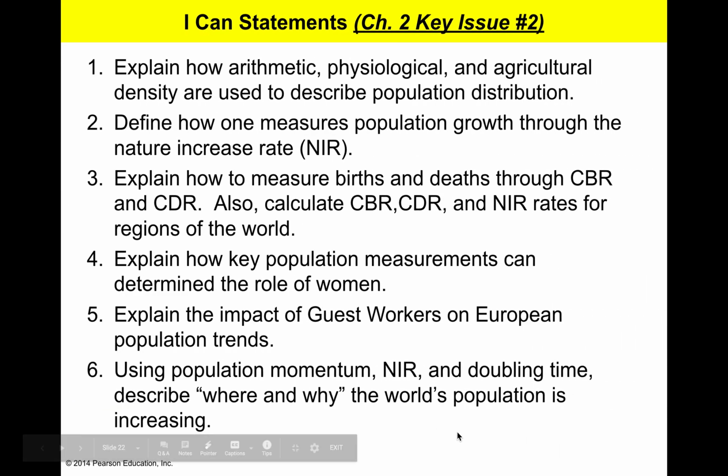The I-CAN statements for this content objective, again, align to Key Issue 2 in your text. 1. Explain how arithmetic, physiological, and agricultural densities are used to describe population distribution. 2. Define how one measures population growth through the natural increase rate, NIR. 3. Explain how to measure births and deaths through CBR and CDR. Also, calculate CBR, CDR, and NIR rates for the regions of the world.